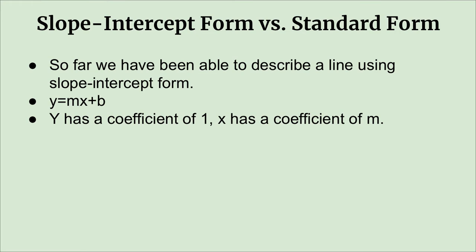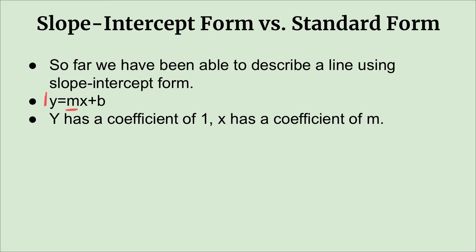So far we've been able to describe a line using slope-intercept form, which is y equals mx plus b. Y has a coefficient of 1 here. X has a coefficient of m. Coefficient, remember, is the number in front of a variable. So x and y are both variables in this equation. M and b are not. If there's no number in front of a variable, then there's a 1 there.